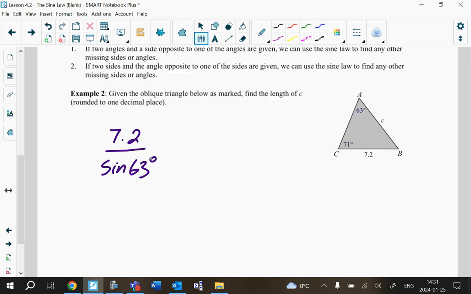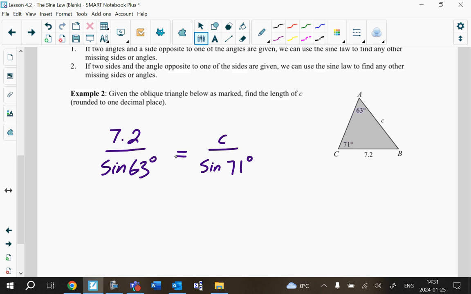The other ratio will be the side that I'm trying to find, C, over the sine of its angle opposite. Well, what's the angle opposite C? Opposite C, 71. And according to the sine law, those are going to equal each other.